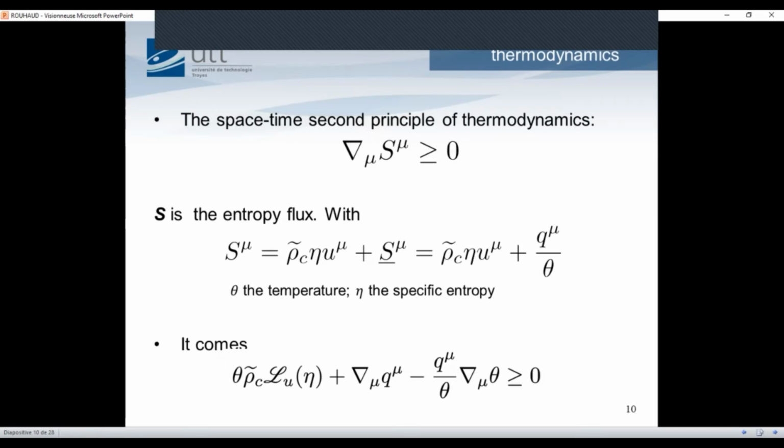And we identify the projection on space with the heat flux, the projection of the momentum energy tensor, divided by the scalar, which is identified as the temperature. When you replace this decomposition into the second principle of thermodynamics, you obtain these equations, which relate the specific entropy to the heat flux and the temperature.